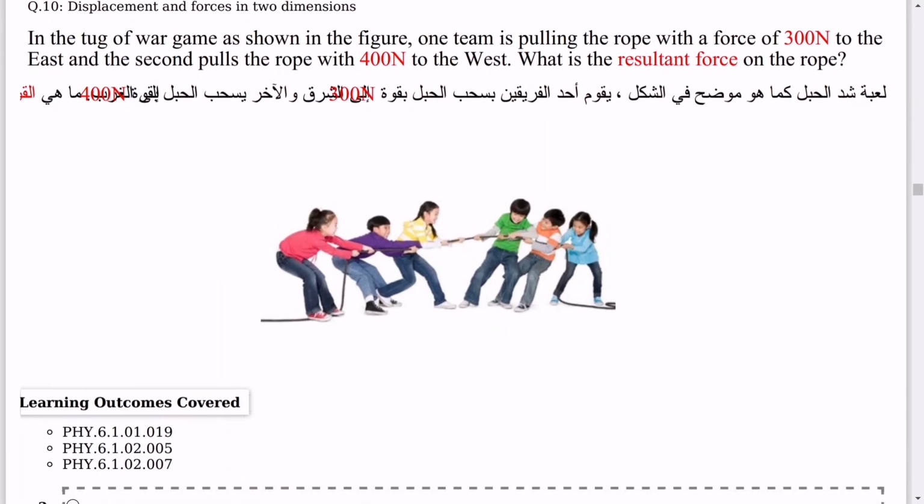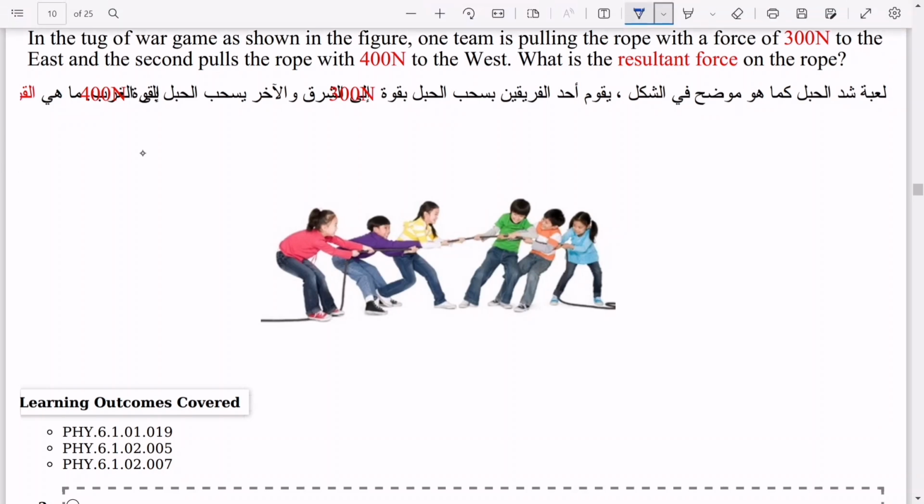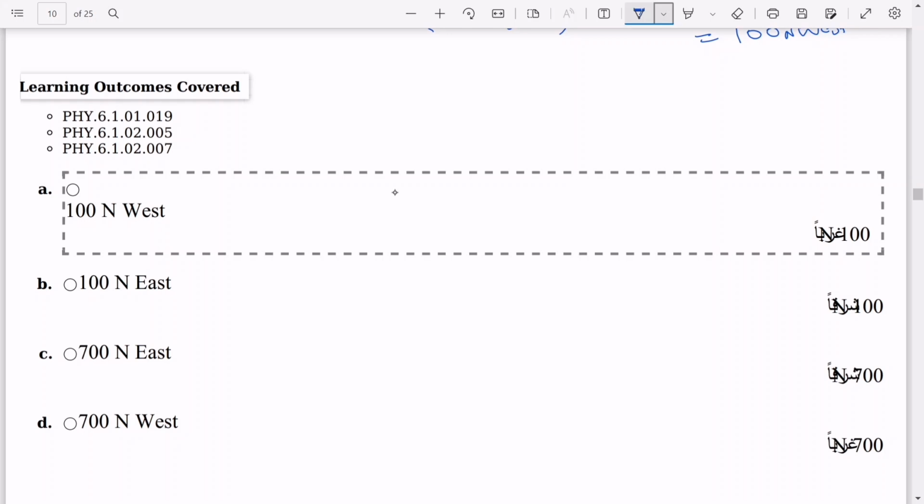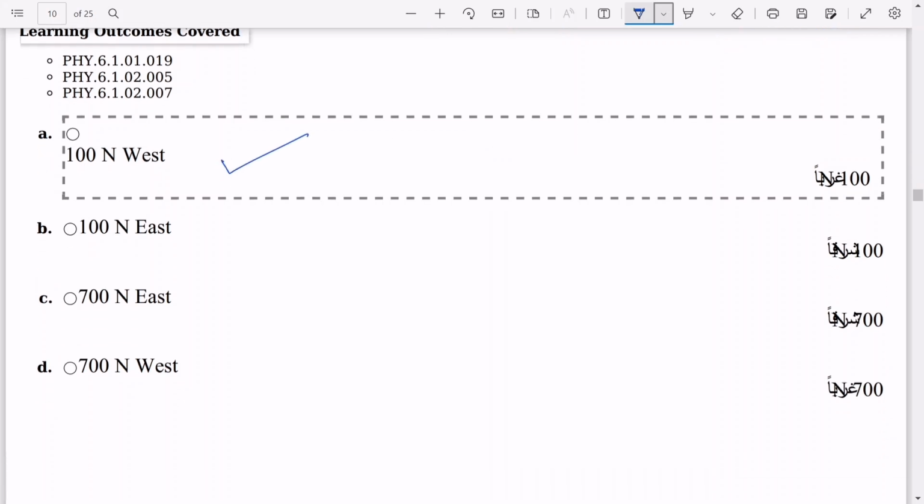In tug of war, a game as shown in the figure, one team is pulling the rope with a force of 300 Newton to the east and the second is pulling 400 Newton. What is the resultant force? So 400 Newton west and 300 Newton east. So the resultant will be, these are very simple questions, 400 minus 300, that is equal to 100 Newton west. All the questions that we discussed up to now are very simple and very easy.